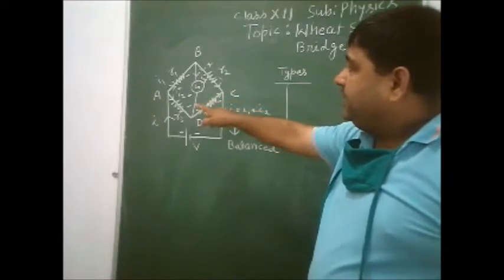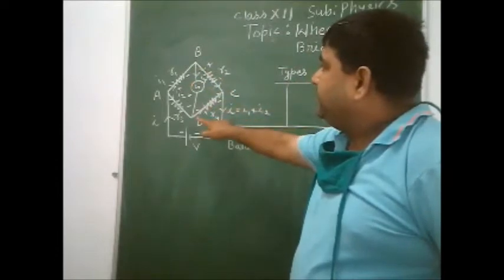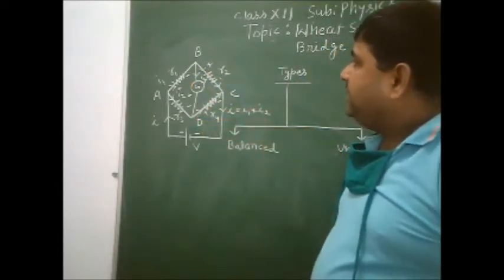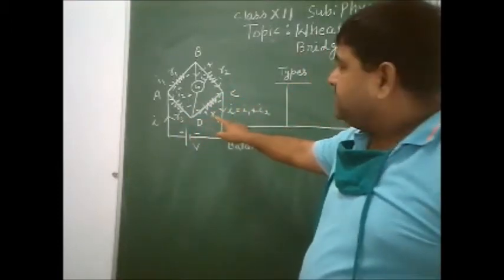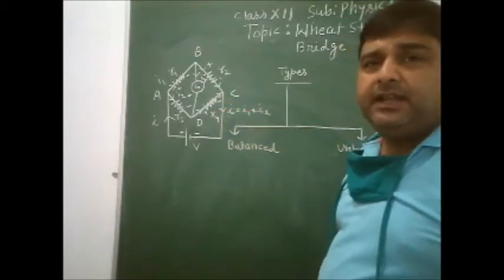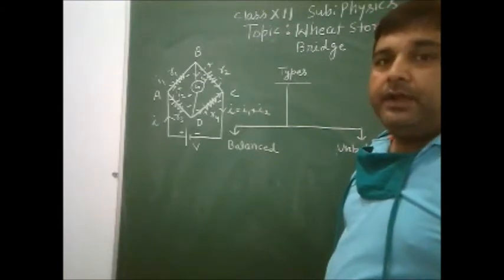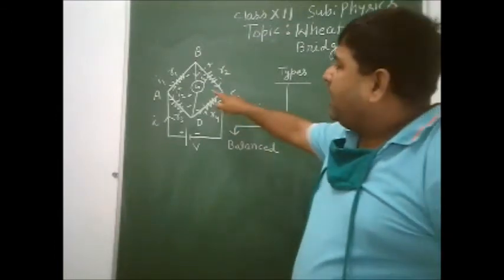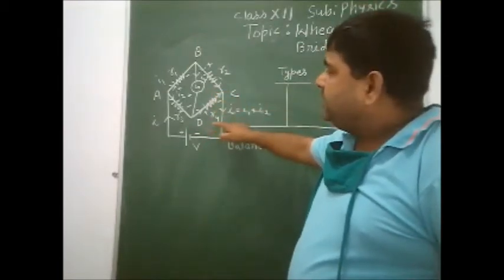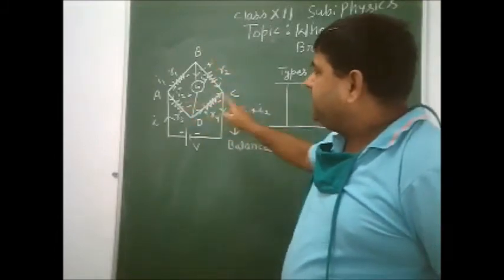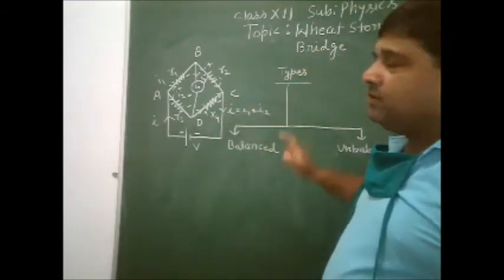You see, here there is a parallelogram ABCD having R1, R2, R3, R4 resistors connected in the corresponding arms as shown in the figure. There is also a galvanometer and a cell which are connected in the corresponding BD and AC arms. So this is the construction of Wheatstone Bridge.